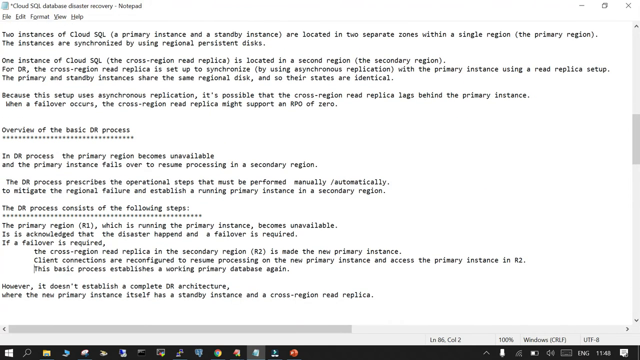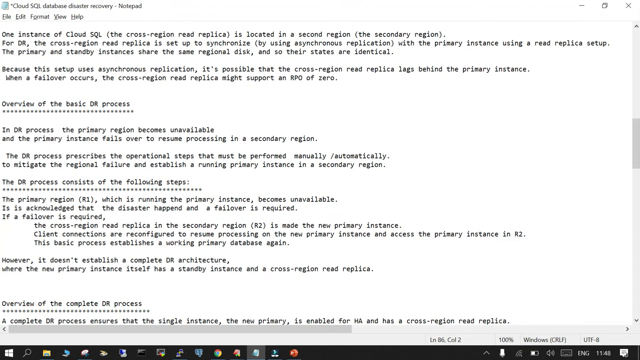So let's talk about the basic DR process. In the basic DR process, the primary region becomes unavailable, and the primary instance fails over to resume the processing from a secondary region. The DR process can be invoked manually or it may happen automatically, or also to mitigate the regional failure, and you will have an instance of PostgreSQL running in the secondary region.